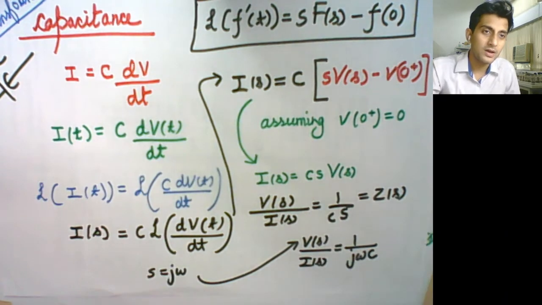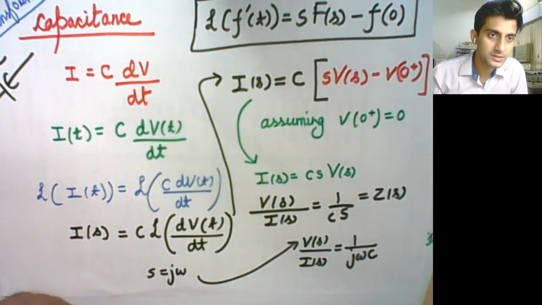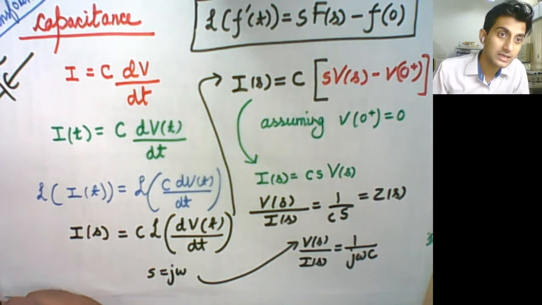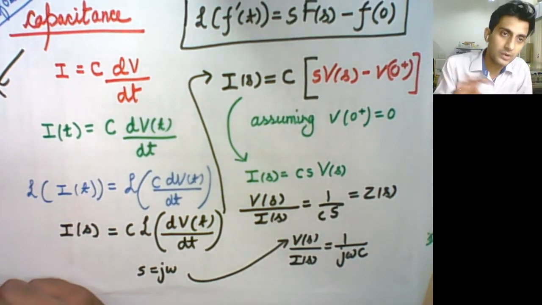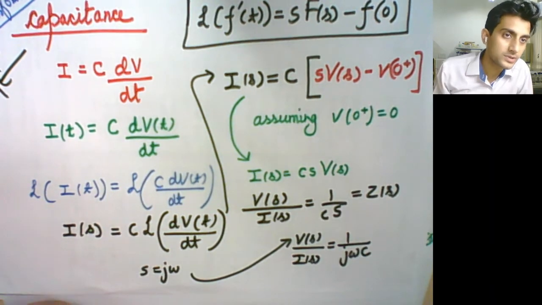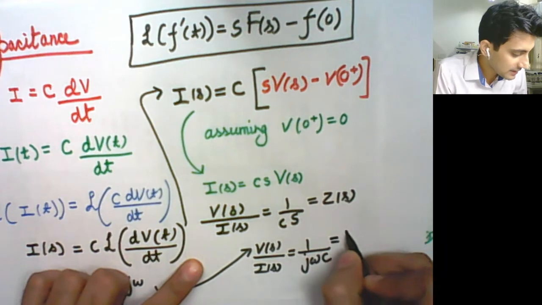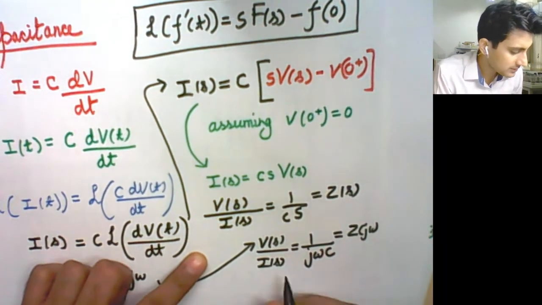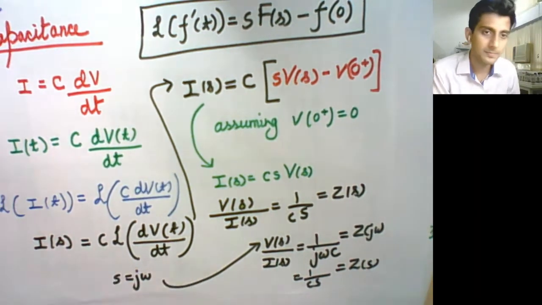So the impedance contributed by the capacitance is nothing but equal to 1 upon j omega C, and this is what we have been learning for the last 5 years. Since you passed 12th class, you know that Vs upon Is, the ratio of voltage and current across a capacitance, is given by 1 upon j omega C. So this can be written as 1 upon Cs, which is equal to Z of s.